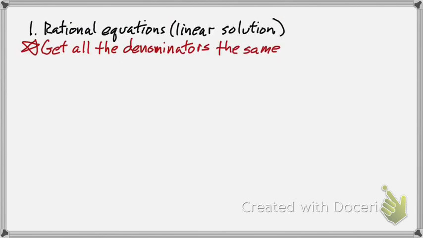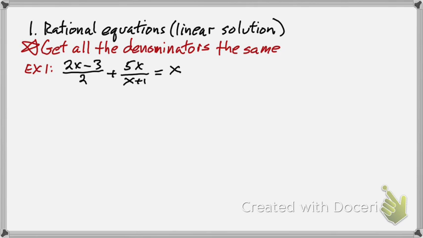Rational equations that give you a linear solution, that's just an equation with fractions in there. So the first step, and I'm putting my hands with little stars by them, get all the denominators the same. Take a look.